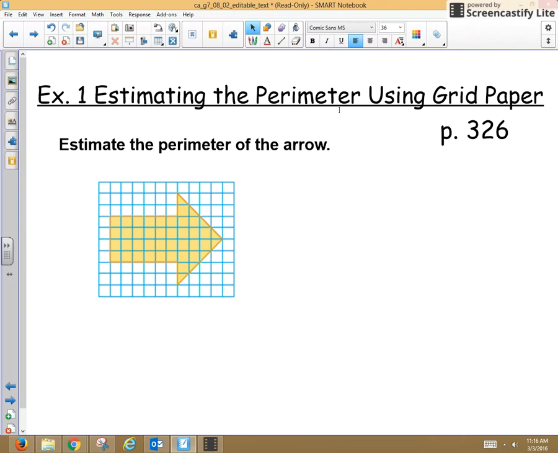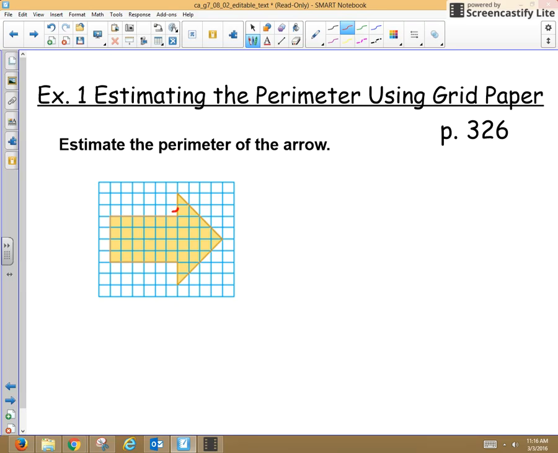Example 1 is estimating the perimeter using grid paper. So we need to estimate the perimeter of the arrow. I'm going to start by counting the number of square lengths around the arrow. So let's start with the straight lines instead of the diagonals first. So here I'm going to start.